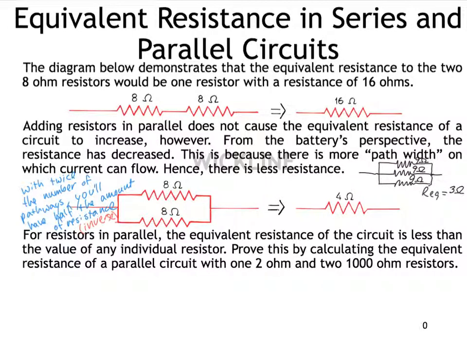For resistors in parallel, the equivalent resistance of the circuit is less than the value of any individual resistor. Let's prove this by calculating the equivalent resistance of a parallel circuit with one 2 ohm and two 1000 ohm resistors.